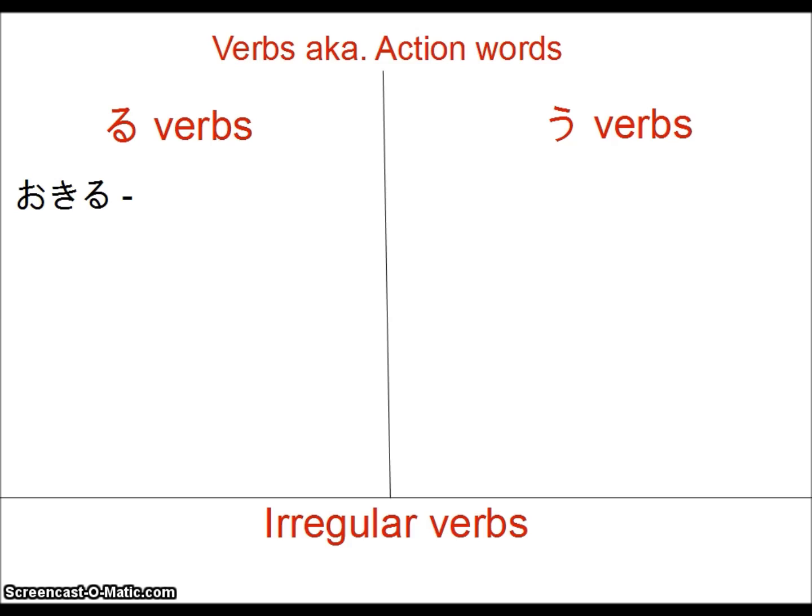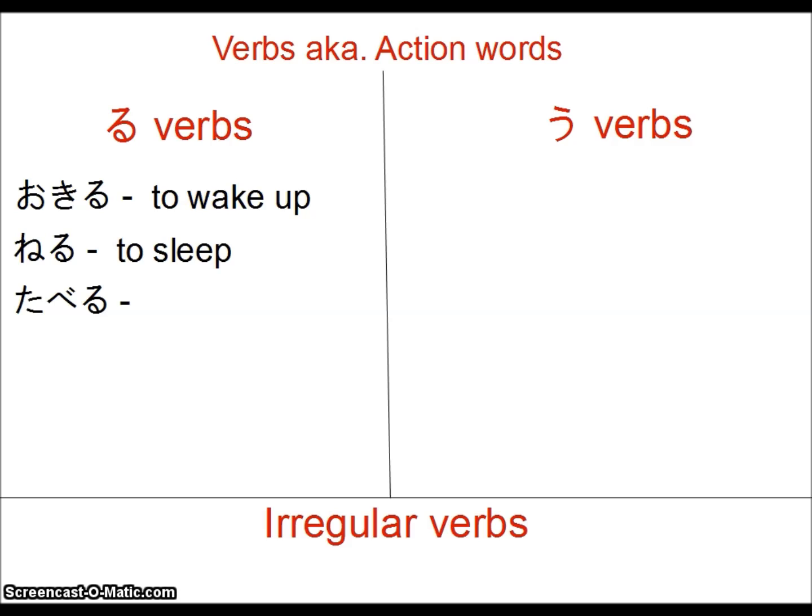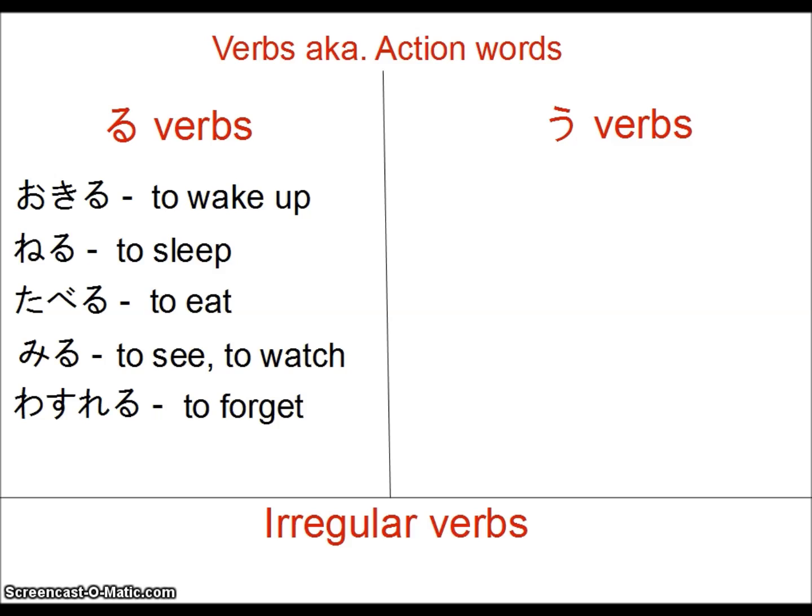For the ru verbs, we have okiru, which means to wake up, neru, to sleep, taberu, to eat, miru, to see or to watch, wasureru, to forget. The reason these are called ru verbs is because they all end in the character ru. So that's pretty easy to know them.